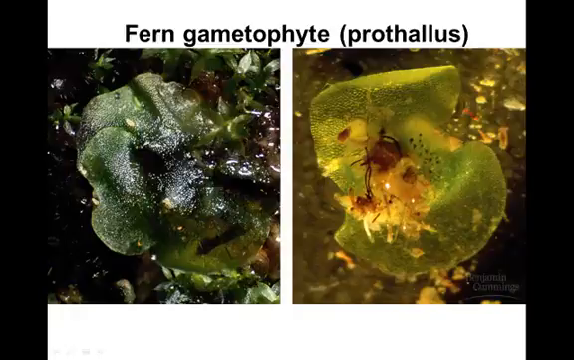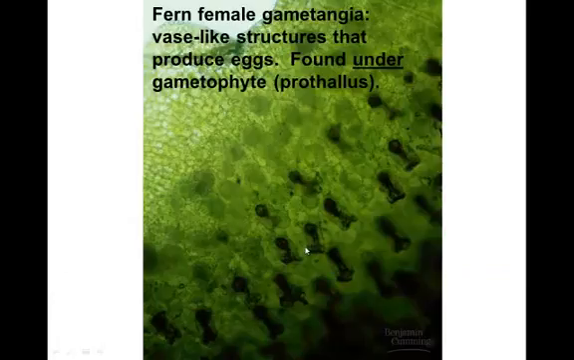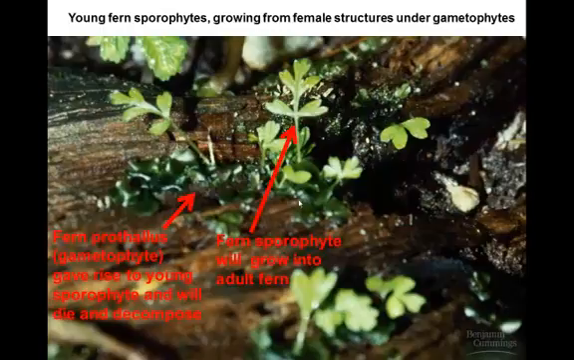And this is showing the top surface, and this one's been turned over. You can see some of the little dark structures and some of the rhizoids there. This is a close-up showing the female structures, which are near the notch, and you can actually see the vase-like structure. And in the broad part of this vase is where the egg, or the female gamete, would be produced. It's kind of interesting.